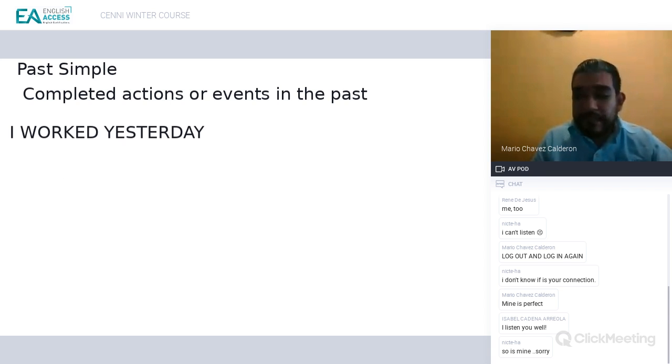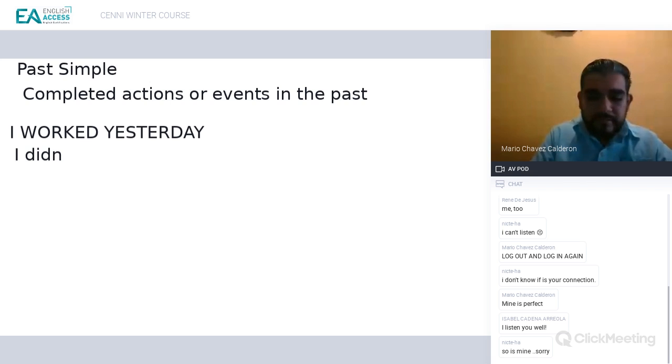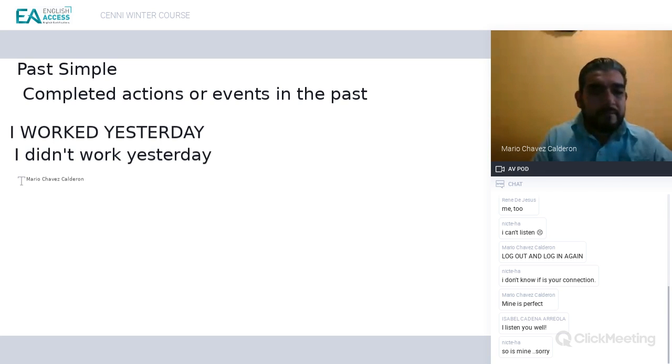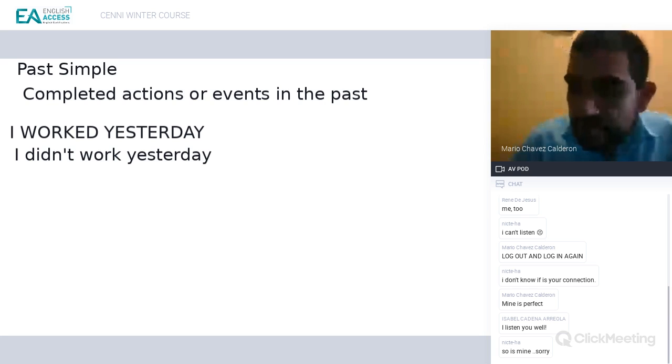If we want to say it in negative, what we need to use is the negative auxiliary verb. In this case, the negative auxiliary for the past simple is didn't. When we use didn't, which is the negative form, then the verb goes back to present. So we say, for example, I didn't work yesterday. Perfect.